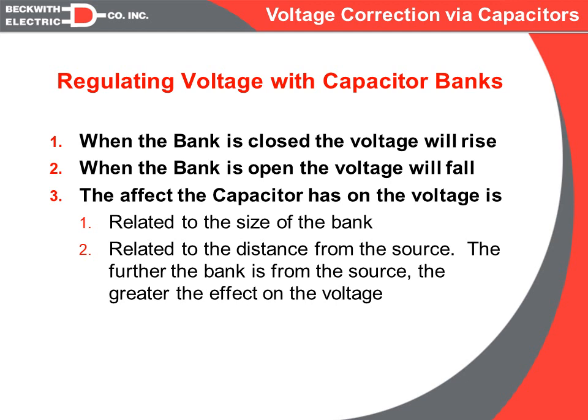But if we have a 600 kVAR capacitor bank and we place it right outside the substation fence, we may notice only a 0.2 of a volt rise when we close that bank. We take that same exact bank and move it 2 miles further down the system, and now when we close it, we see a 2 volt rise instead of a 0.2. And that is because the further we get from the source or the substation, the larger effect it is going to have on the voltage.